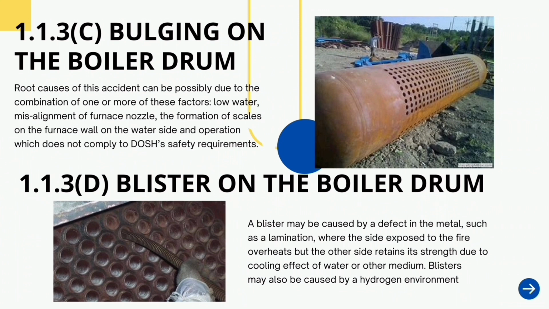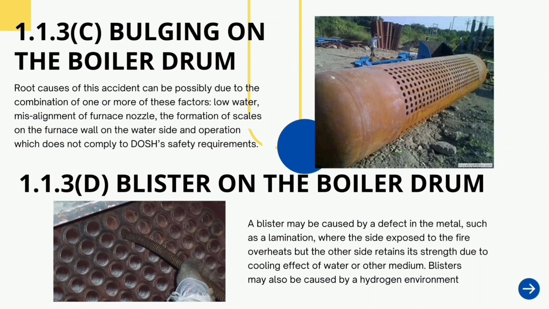C. Bulging on the boiler drum. Root causes of this accident can possibly be due to a combination of one or more of these factors: low water, misalignment of furnace nozzle, the formation of scale on the furnace wall on the water side, and operation which does not comply with safety requirements.